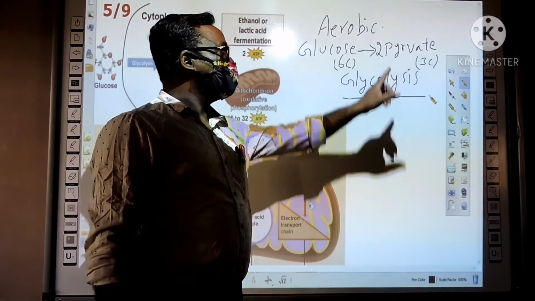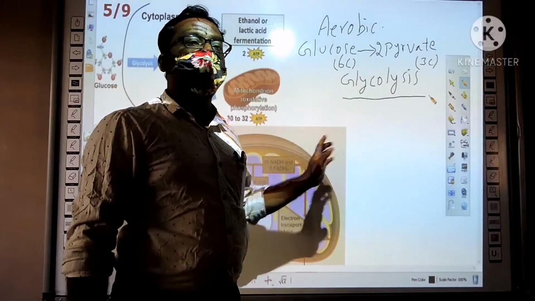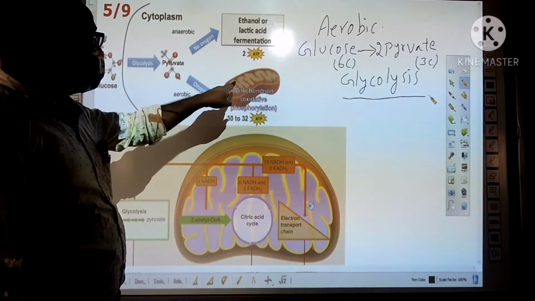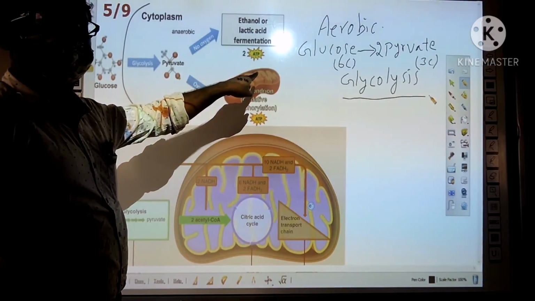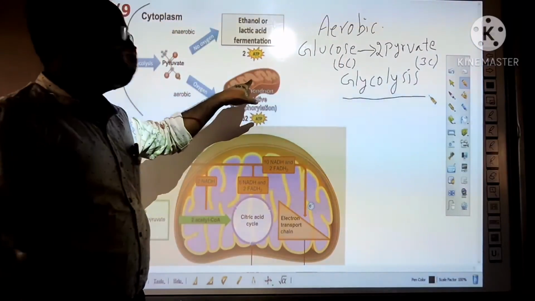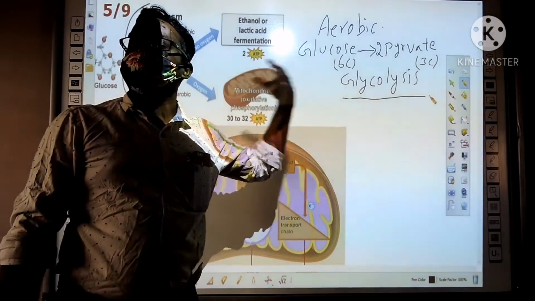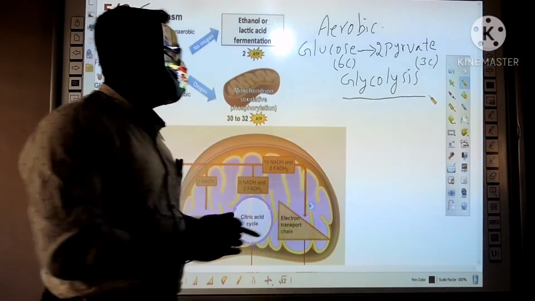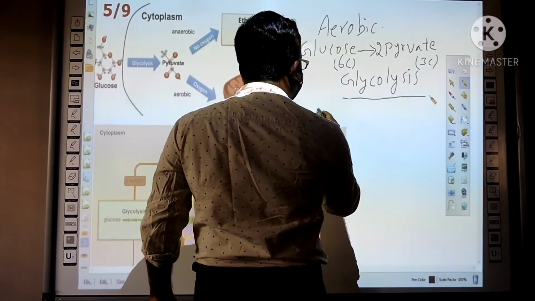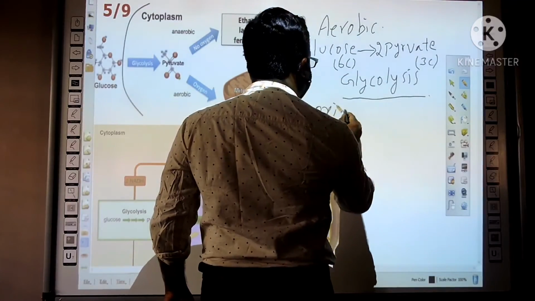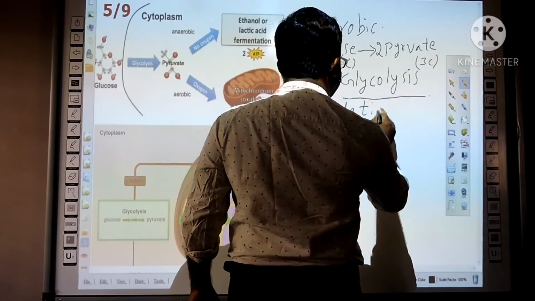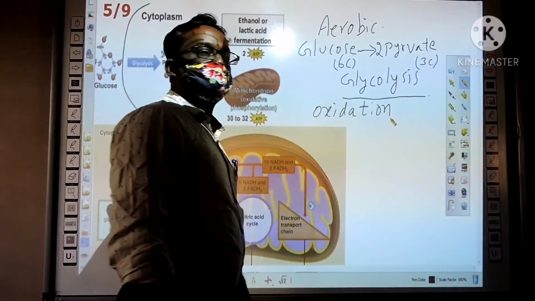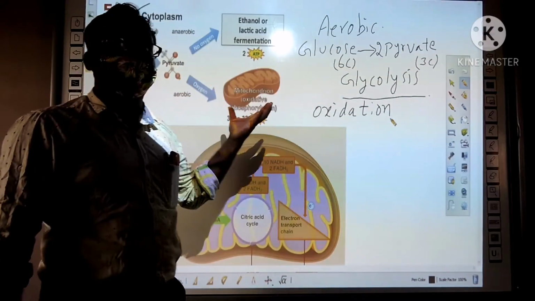Now the pyruvate molecules move to the mitochondria. Understand? The pyruvate moves to the mitochondria. The next process happens inside the mitochondria. In the mitochondria, the pyruvate undergoes a process called oxidation.